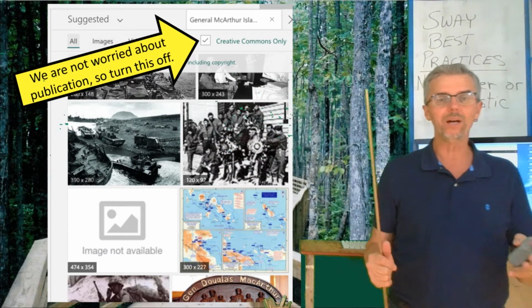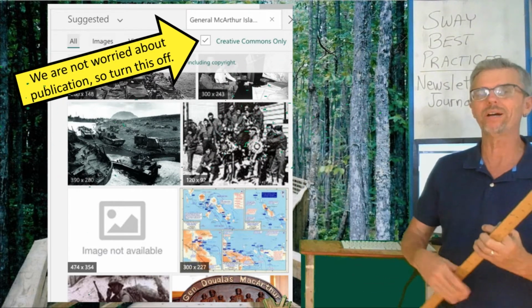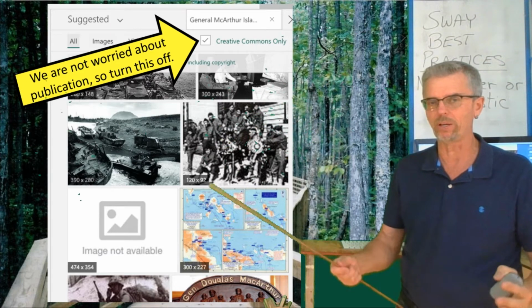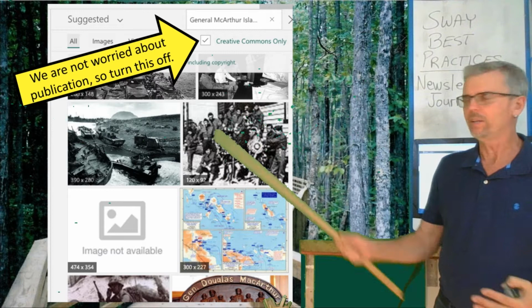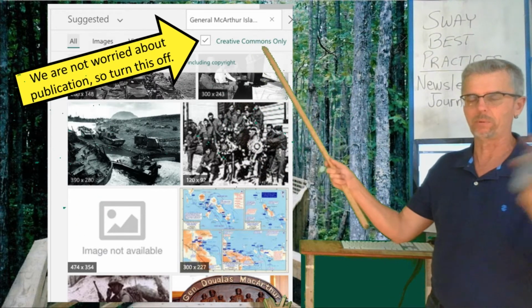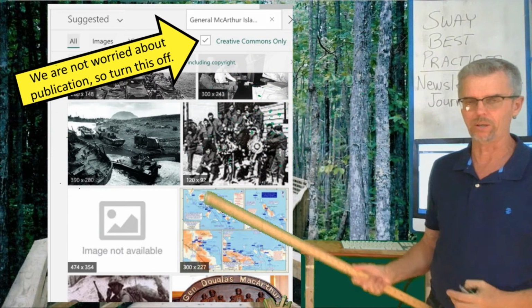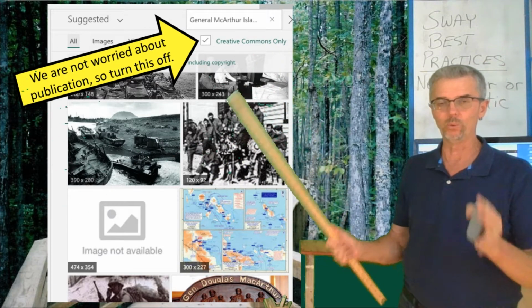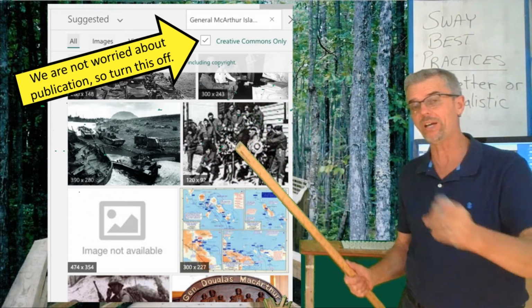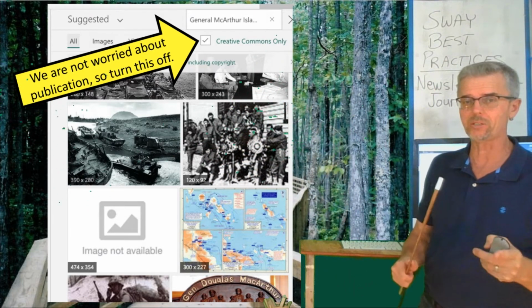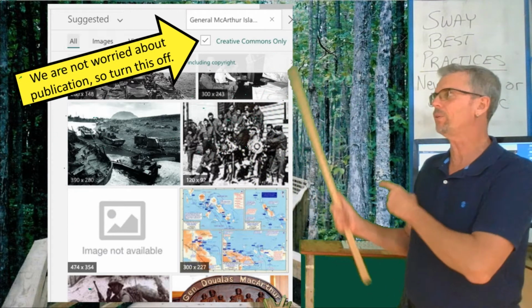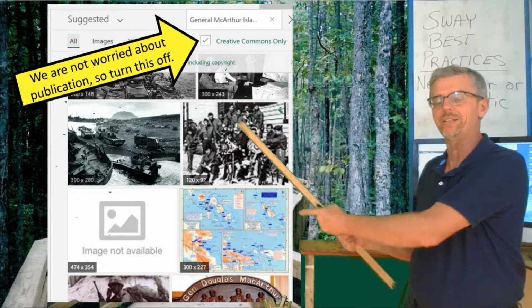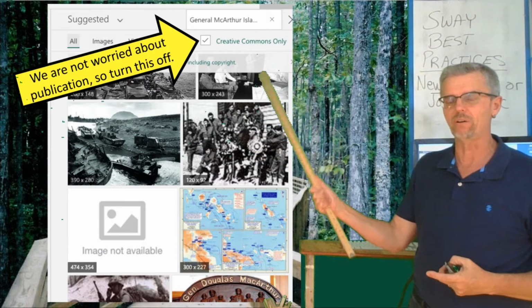But we are not worried about publication. All right, so we're not a newspaper. We don't have to worry about copyright infringement. So if you want a bigger selection of pictures, take Creative Commons off. I tell everybody, just plan on taking Creative Commons off. We're not publishing this. We want really cool pictures, including the ones in your textbook. And if there is a picture in the textbook, chances are really, really good that it's a copyrighted picture. So you're only going to see the pictures that you see in the textbook if you take Creative Commons off.